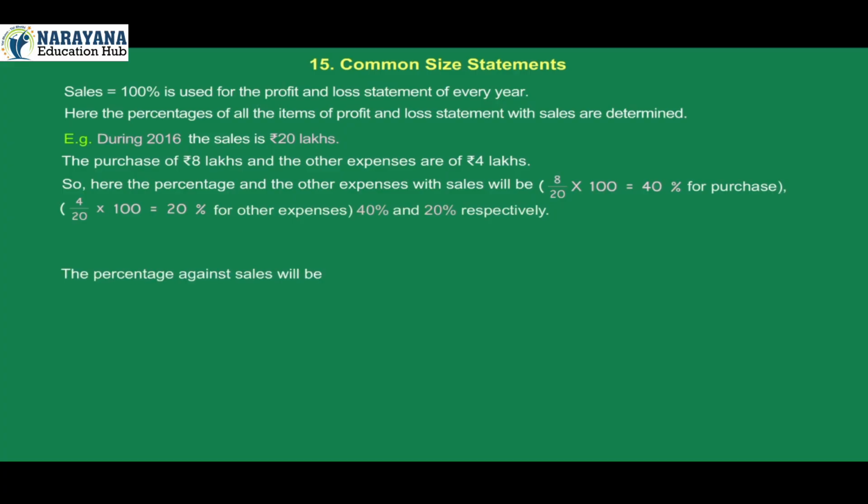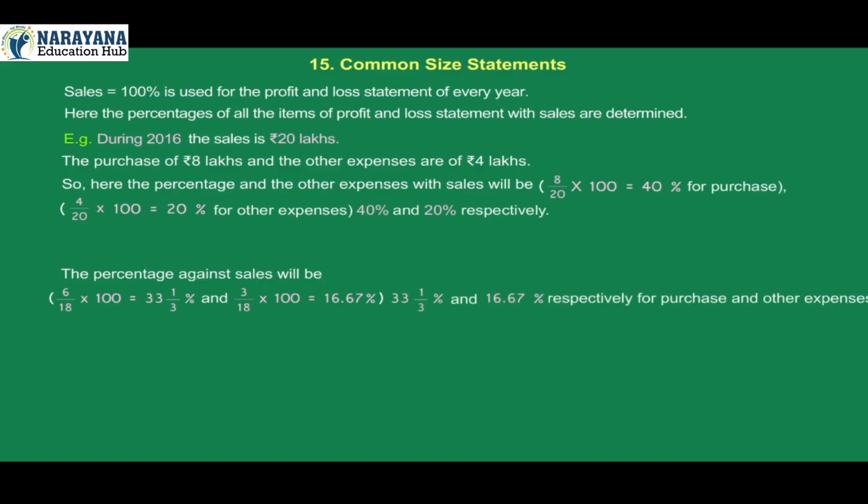The percentage against sales will be 6 divided by 18 into 100 is equal to 33 1/3 percent, and 3 divided by 18 into 100 is equal to 16.67 percent. 33 1/3% and 16.67% respectively for purchase and other expenses.